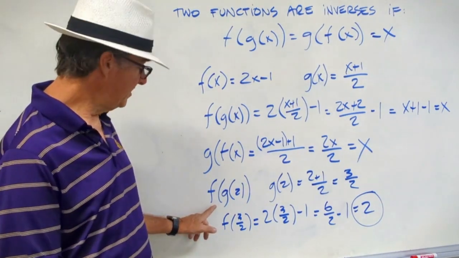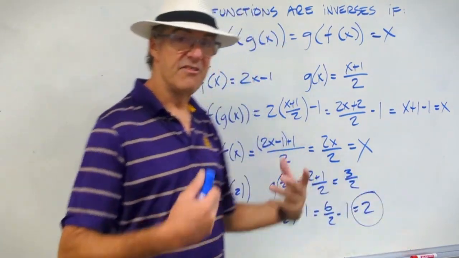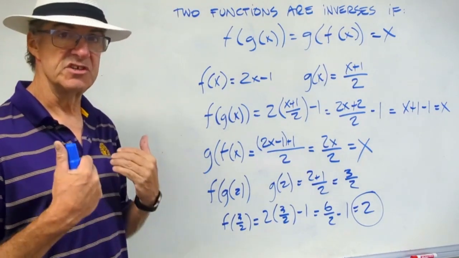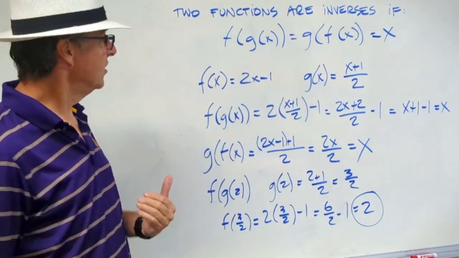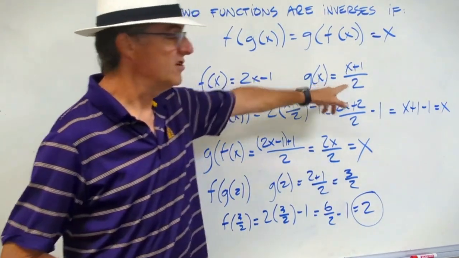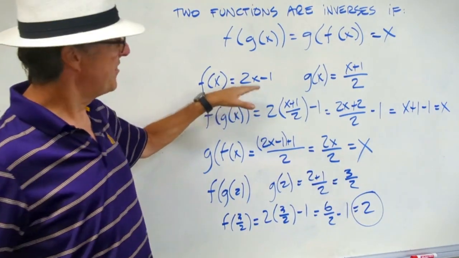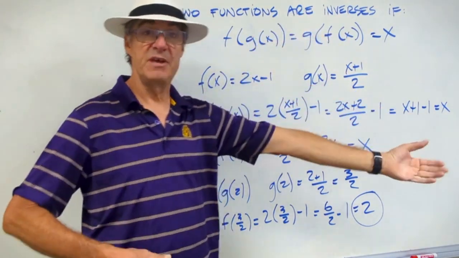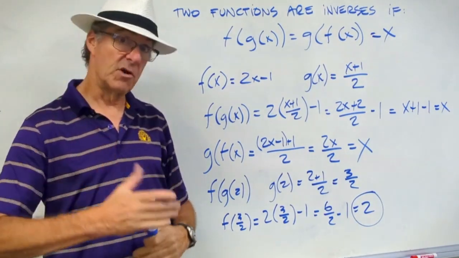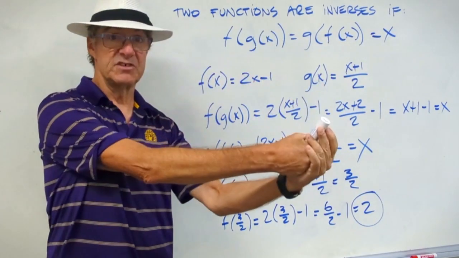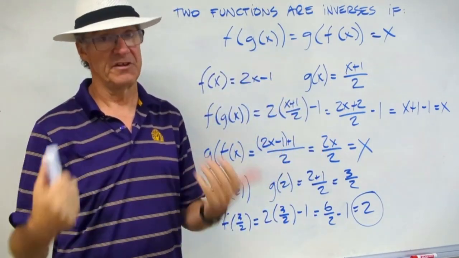Check this out. We did f of g of 2 and we got 2. That's what an inverse function does. It undoes what the first function did. So because these are inverse functions, if you put a number into one of them and then put that result into the next one, it's going to spit out the original number. Just like if you take a number and multiply it by 5, get that result, then divide it by 5, you wind up back at the number.